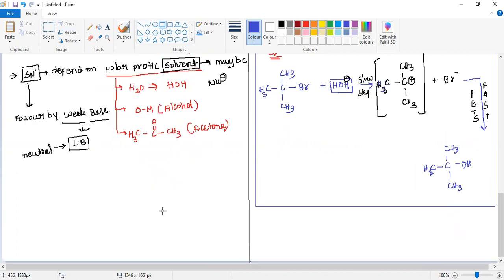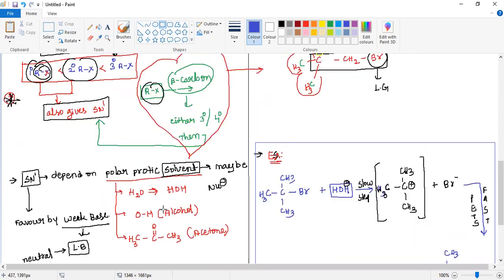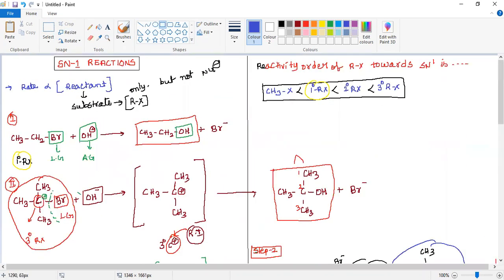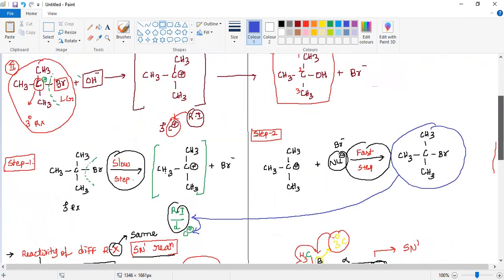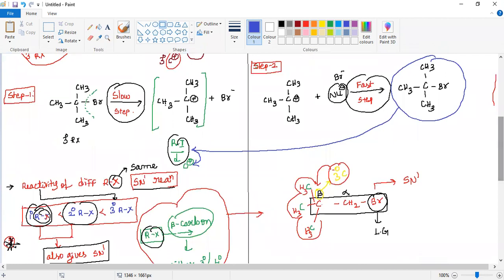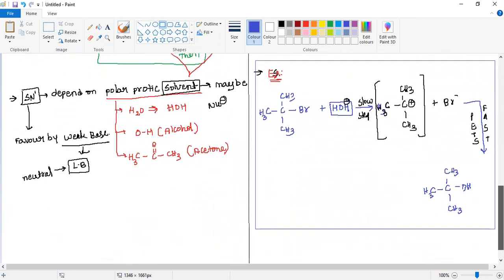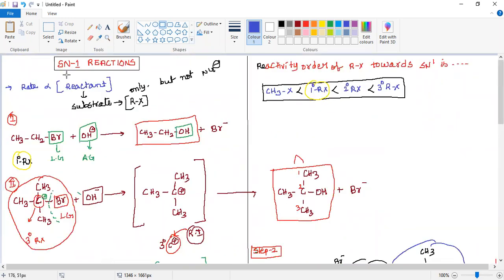Next we need to learn about the stereochemistry of the SN1 reaction. Before going on, just see the previous pages of the SN1 reactions; if you want, you can take a screenshot. Hurry up. And this one is the final. Now I'm going to delete this page and follow the stereochemistry of an SN1 reaction.